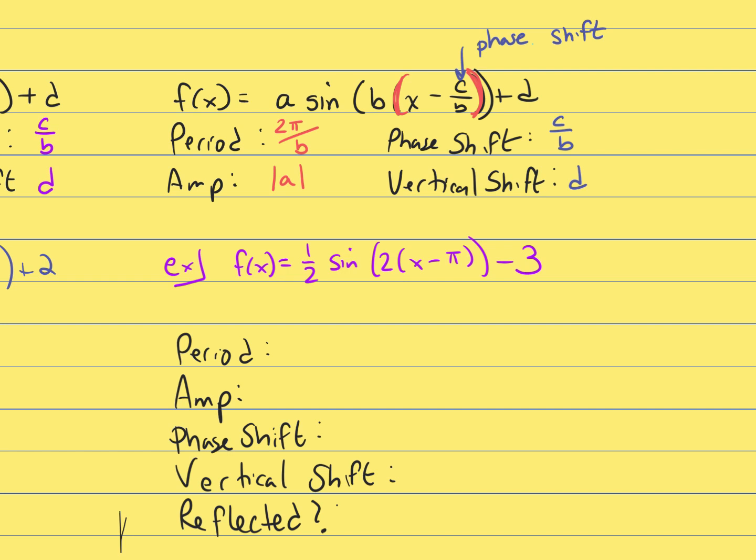So the example is this one here where we have 2 pi divided by 2 because there's our b in this case, so that's pi. Amplitude is 1/2 because it's the number in front and it's already positive, so no worries there. So now the cool thing about the phase shift is since it's factored, this is just the phase shift, it's just pi. It's moving pi units to the right, and that's because it's negative. If this was positive, then this would become negative. But it is negative, so that's why it's positive. Vertical shift is down 3 or negative 3. And this one is not reflected because there is no negative in front.